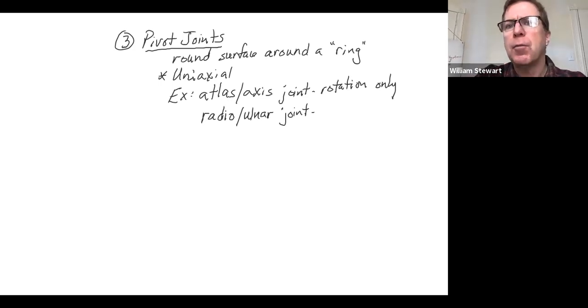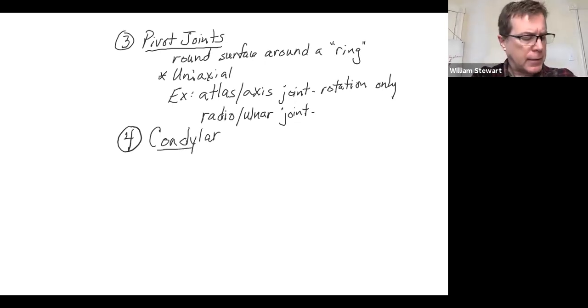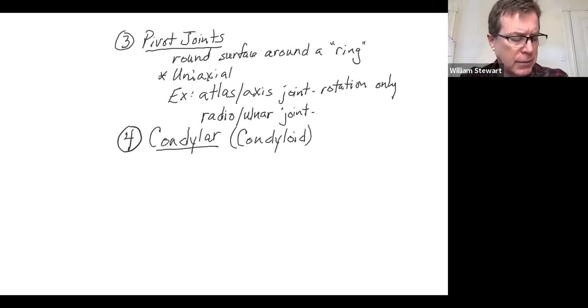All right, let's go to number 4. These are called condylar, C-O-N-D-Y-L-A-R. Condylar joints, some books call them condyloid. So I'm just going to write that in parentheses. So if you hear me say condyloid, it means the same thing as condylar joint. These are also known as ellipsoidal joints.